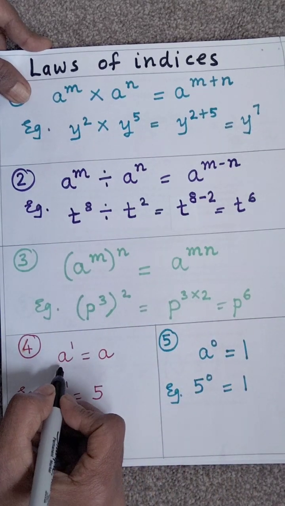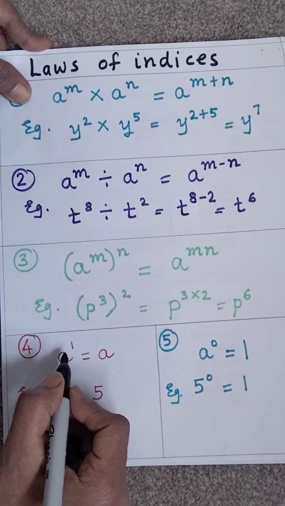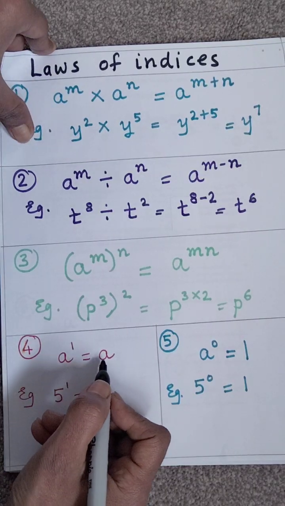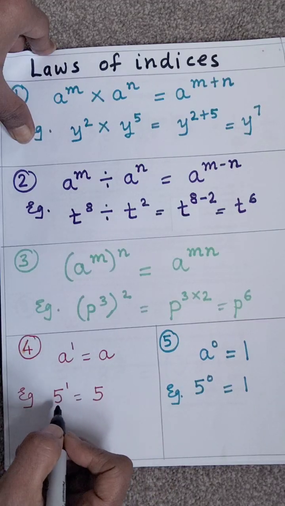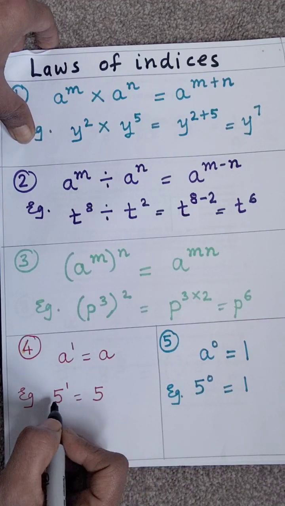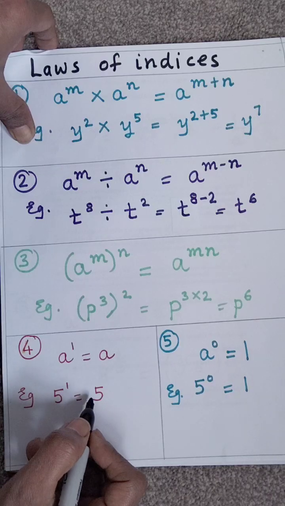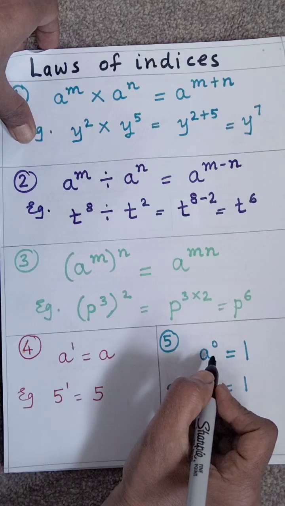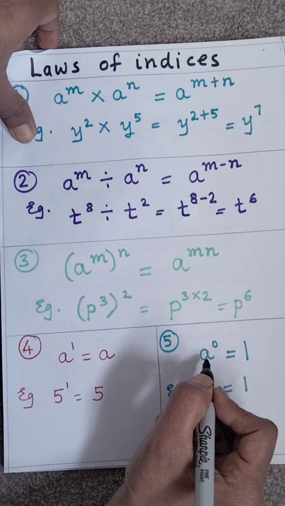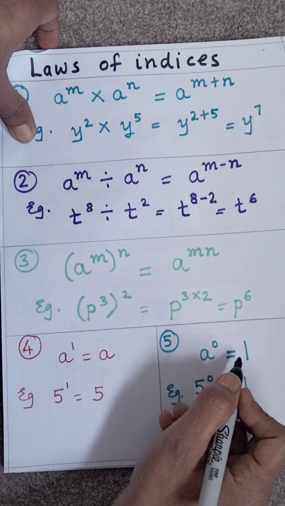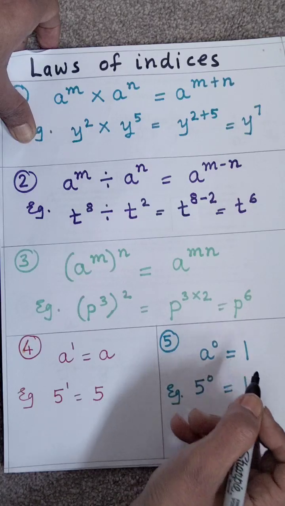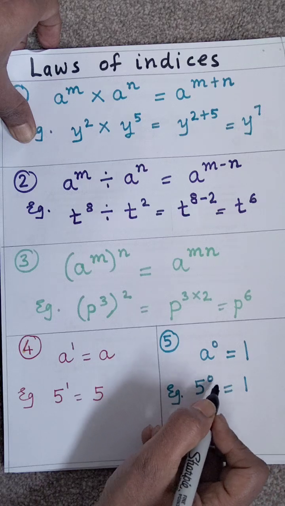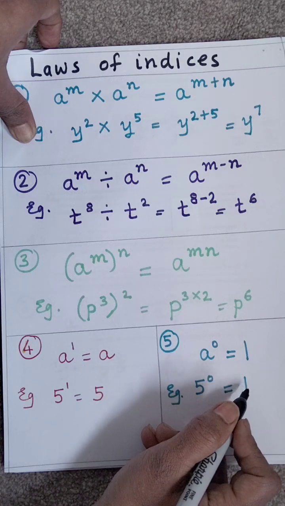Another law, a raised to 1. Any number raised to 1 is the number itself. A raised to 1 is equal to a. Example, 5 raised to 1 is equal to 5. Now, a raised to 0 is equal to 1. Any number raised to 0 is always 1. For example, 5 raised to 0 is equal to 1.